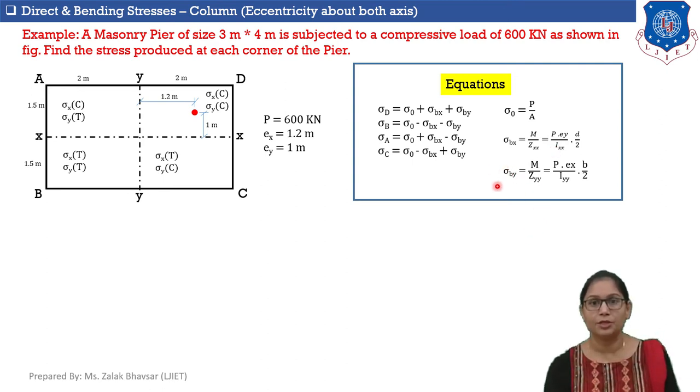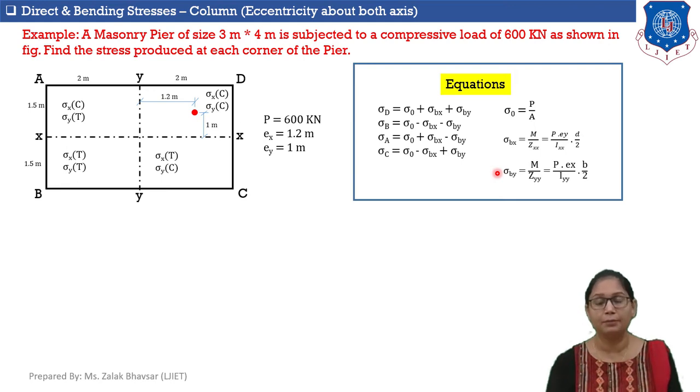Now here is the equation to calculate sigma By. Sigma By is the bending stresses developed in y direction, which is equal to M upon Zyy. Okay, M is the moment, which is equal to P into Ex, means eccentricity in x direction, and Zyy is equal to Iyy upon b by 2. Okay, so these are the equations that we will use to calculate stresses at all those four corners of the column section. So let's start with calculating sigma 0.